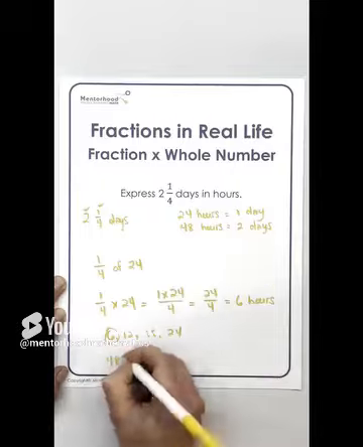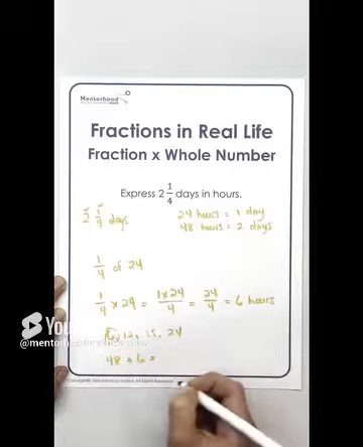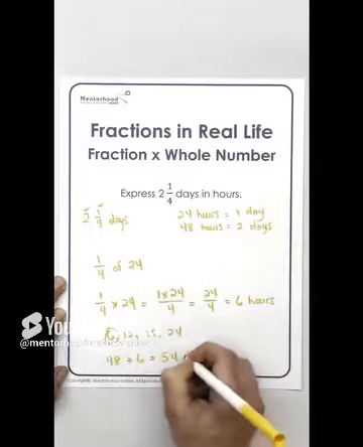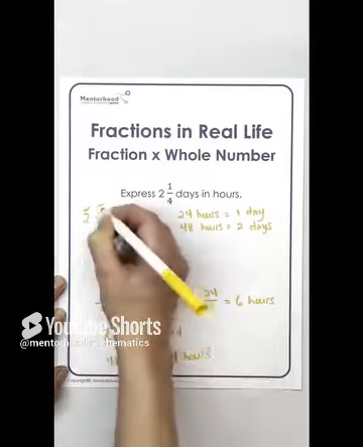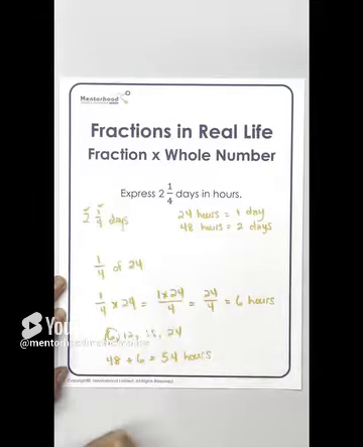So 48 hours plus 6 hours equals what? 54 hours. So 2 1/4 days in hours is 54 hours.